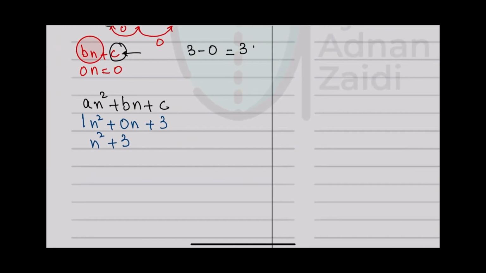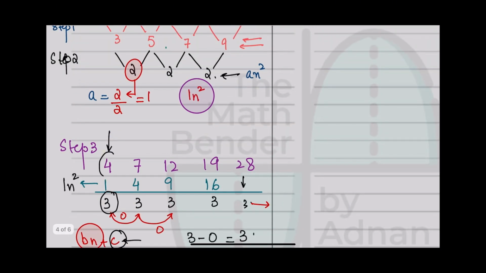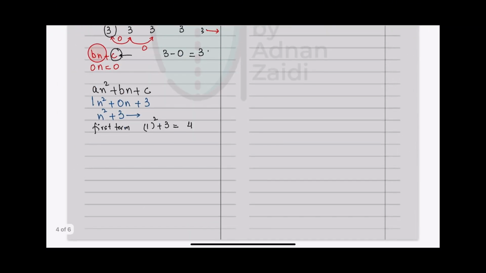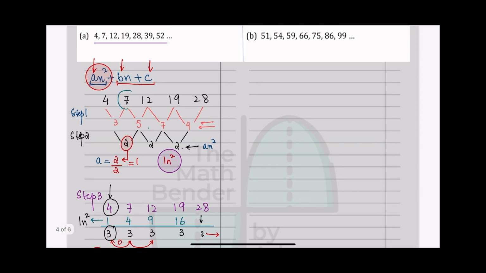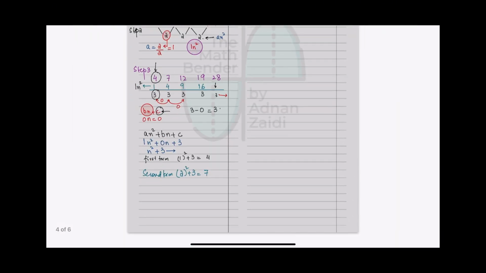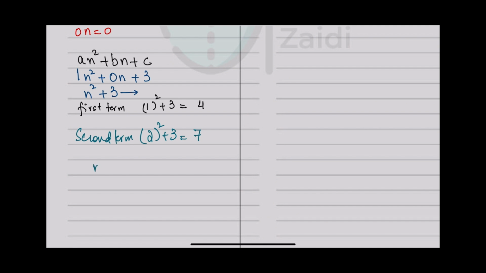Now, let's check. So for the first term, n was 1. So 1 squared plus 3 is going to be 4. And you see that the first term was 4. Then for the second term, 2 squared plus 3 is going to be 4 plus 3, which is going to be 7. And as you could see, the pattern is generated. So the formula is going to be n squared plus 3.